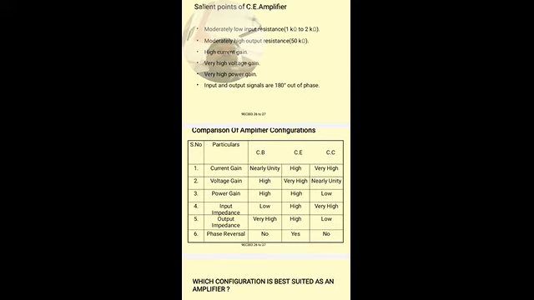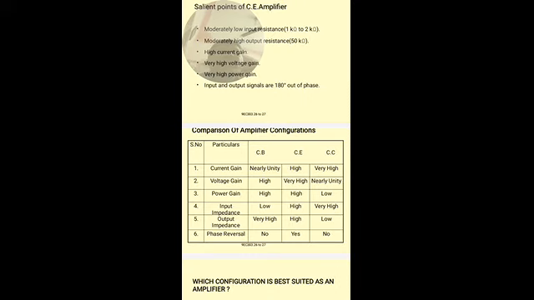So input impedance is low in the CB, high in the CE, and very high in the CC configuration. Output impedance is very high in the CB configuration, and in CC we have a very low output impedance, because in the CC configuration the emitter is the output terminal, and it is lightly doped, so we have very low output impedance in the CC configuration.